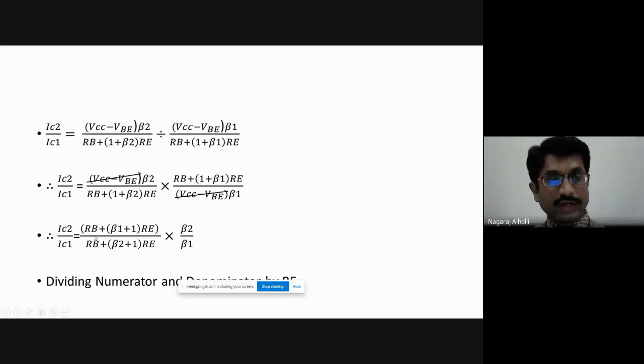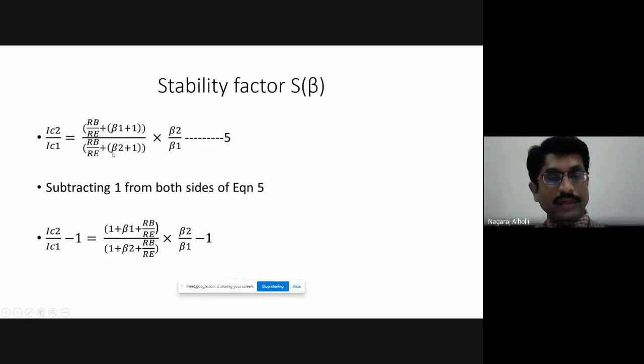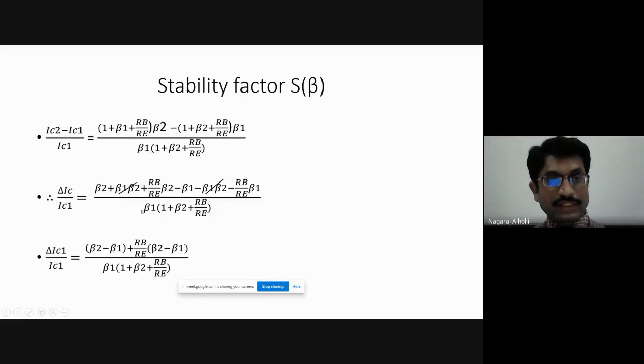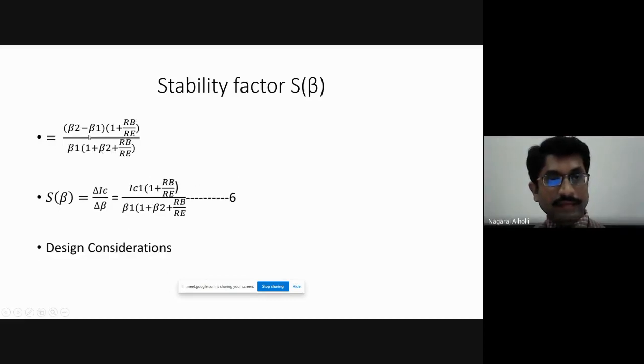Then we divided numerator and denominator by Re, and after that we got this equation. We subtracted 1 from both sides of this equation and simplified further. On further simplification, we got delta IC by IC1 is equal to delta beta into 1 plus RB by Re, divided by beta 1 into 1 plus beta 2 plus RB by Re.